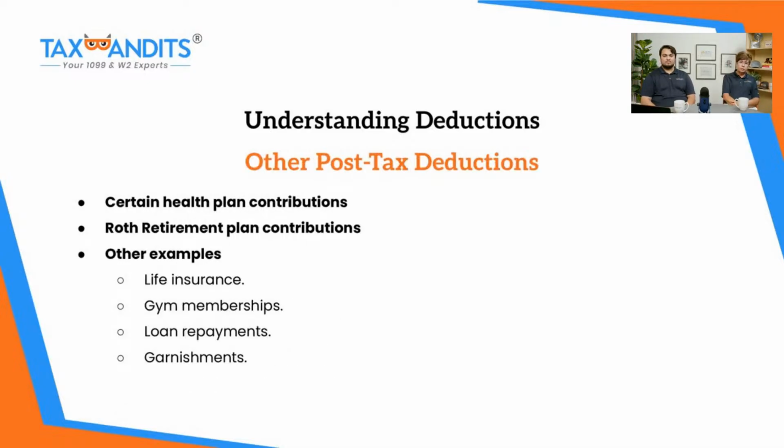So other post-tax deductions: certain health plan contributions are post-tax instead of pre-tax. It depends on the size of the company and the type of insurance they're offering. Roth retirement plans are post-tax. And then other examples are life insurance, of course, gym memberships, loan repayments. Those are going to be post-tax. Garnishments are normally post-tax as well, and they do vary per state.